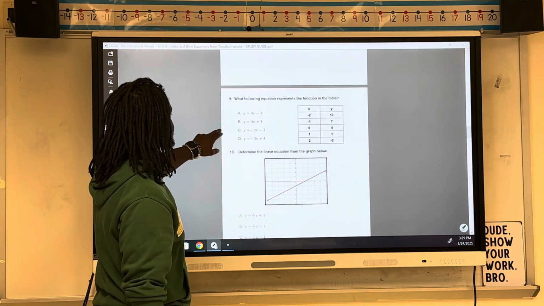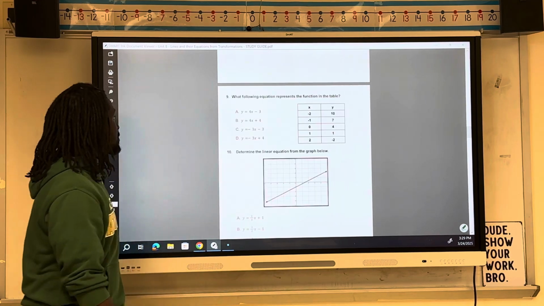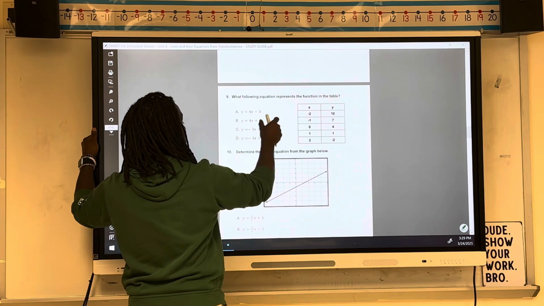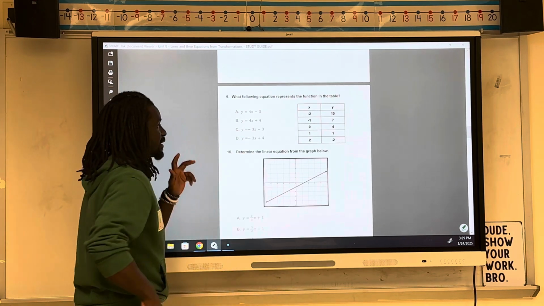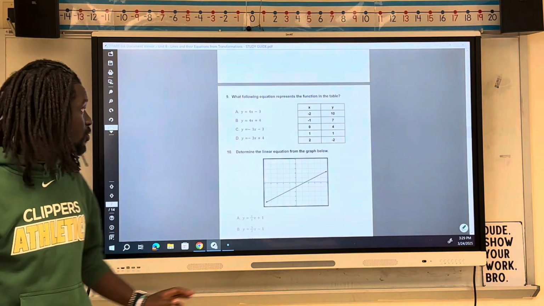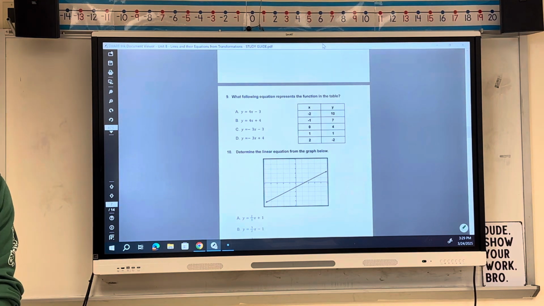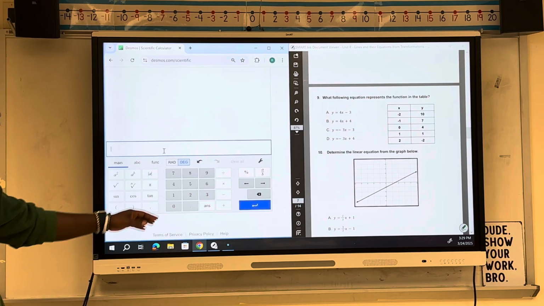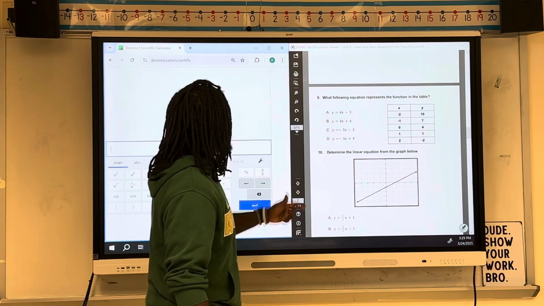Okay, moving on. Question number 9. We have a table and we've got to figure out which one of these match. Here is where I want to show you. I think the easiest way is to just use the Desmos calculator. I can put in all of these equations.